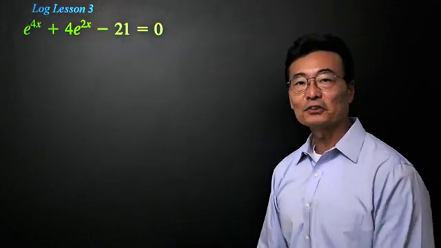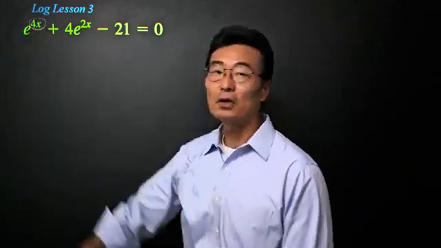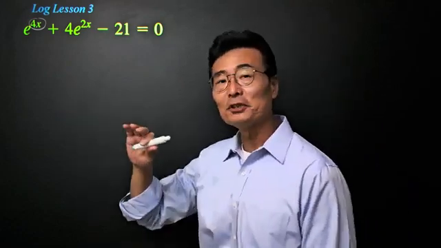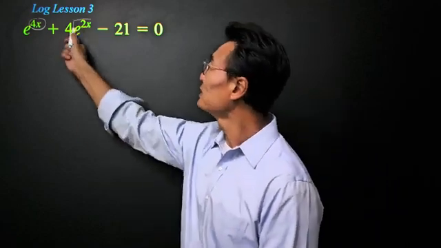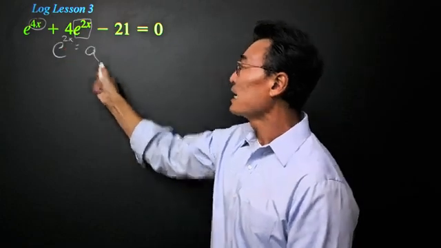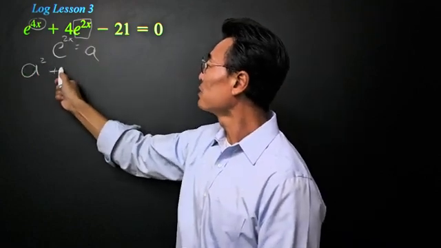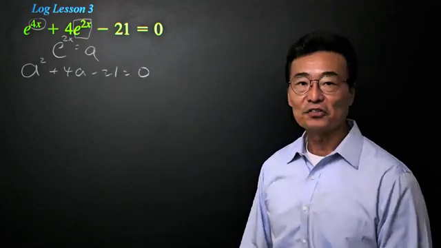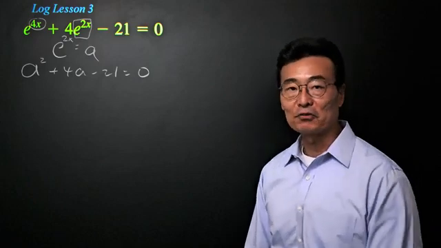This equation is similar to the second one I did. However, the difference is that we now have a 4x as the exponent instead of 2x. So I'm going to be using a substitution method for this particular question. I'm going to let the e to the 2x be a, which will make this equation a squared plus 4a minus 21 equals 0, which is much more manageable when it comes to factoring.